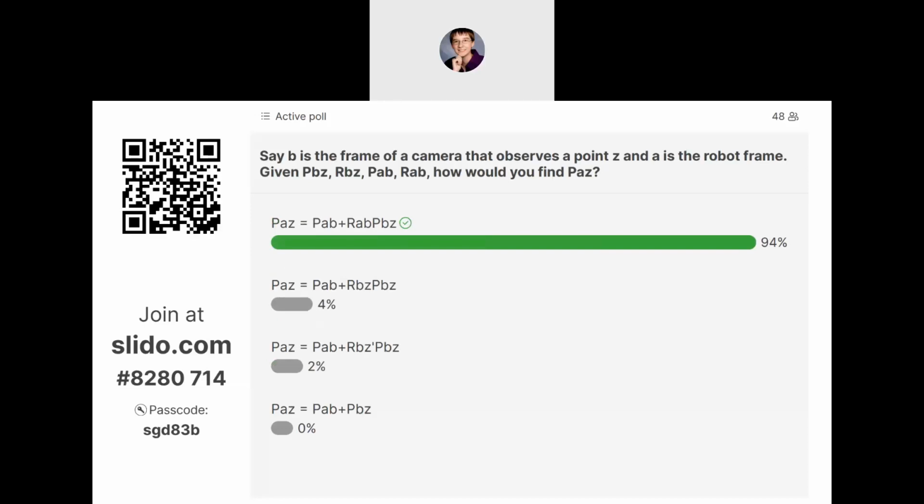Right, so here we have P_AB, so that takes us from point A to point B in the A frame. And then we also need to go from point B to point Z, but this vector is in the B frame, so we need to apply a rotation to get us in the A frame. And so with this one, you want this first subscript to match up with the subscript here, right? So that's a good way to double check with the notation that we use.